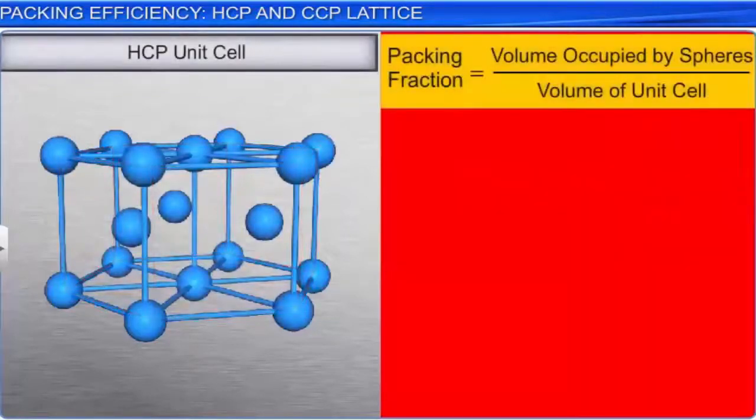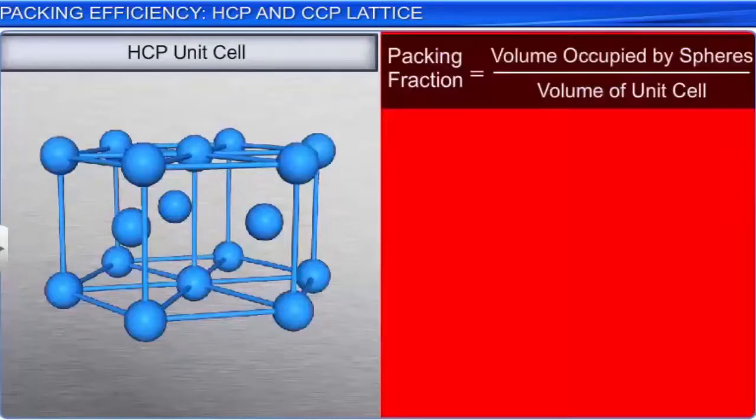Let us now see the formula for packing fraction. It is the ratio of the volume occupied by spheres per unit cell to the volume of the unit cell. The volume of spheres in this unit cell is given by V sphere is equal to 6 multiplied by 4 upon 3 multiplied by pi multiplied by r cube, which is equal to 8 pi r cube.